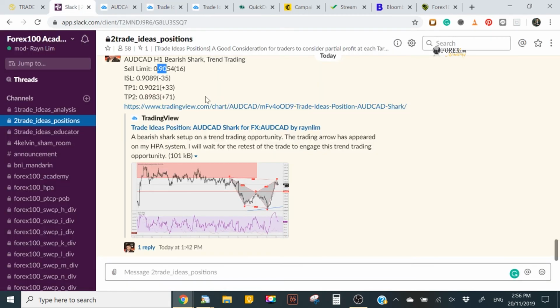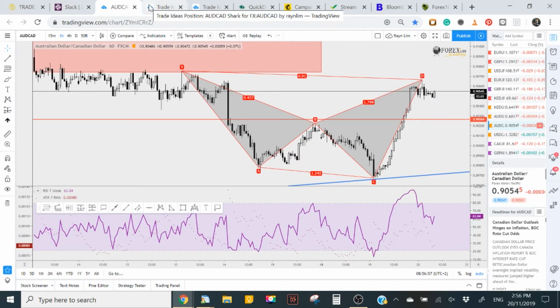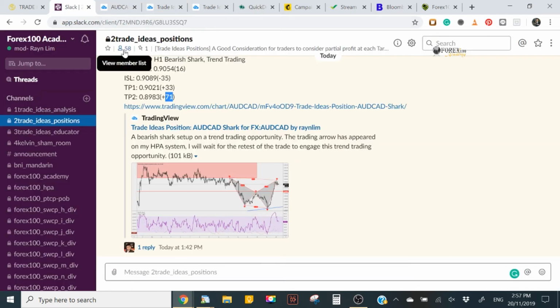Pretty decent reward to risk. Target 133, target 271, gives me a 2-1 ratio. Enter. Alright, all good.